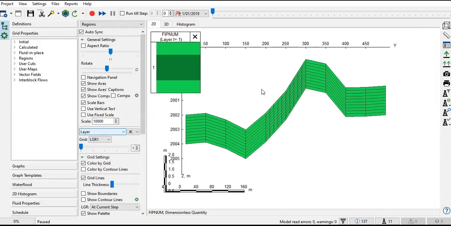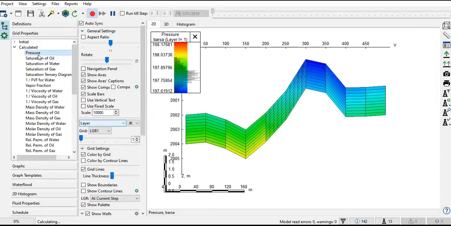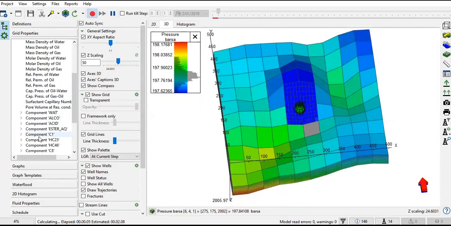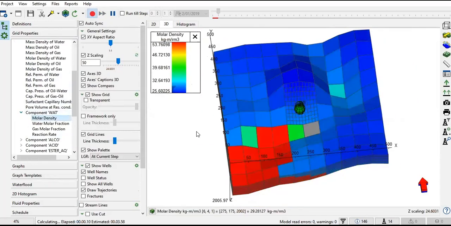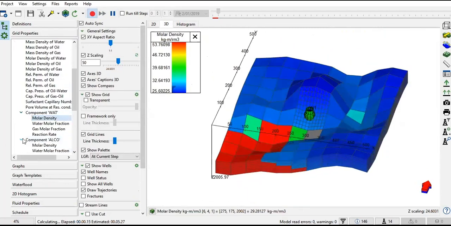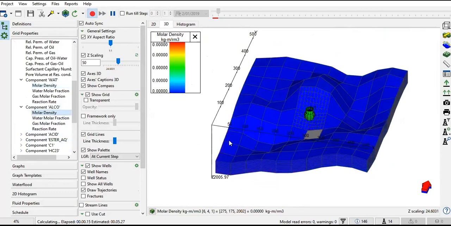And then, yeah, maybe we can start to run. And sorry, this one will be better. Okay, and then let's see the water and then molar density of the alcohol.